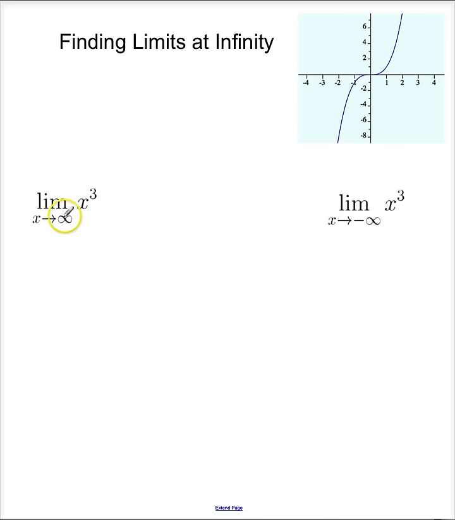What is the limit as x approaches positive infinity of x cubed? We can see it becomes unbounded in a positive sense, so we're going to say this limit is positive infinity. What about the limit as x goes to negative infinity? Well, I can see that this becomes unbounded again, in a negative sense, and so it approaches negative infinity.